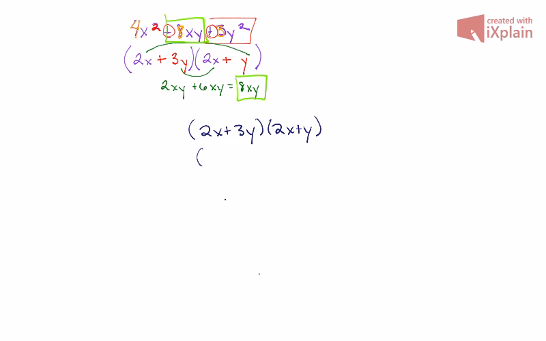Or as we had said before, you could have written this as 2x plus y times 2x plus 3y. Either one is fine because of the commutative property for multiplication. So they both will work as solutions.